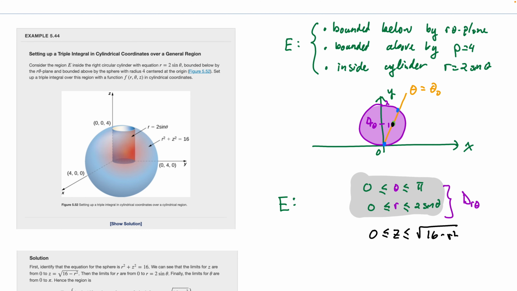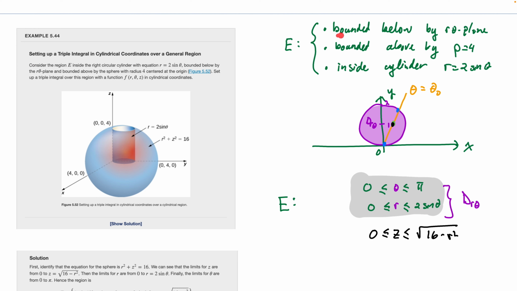Let's look at example 5.44, where we're setting up a triple integral over a general region, where the region is described using cylindrical coordinates. We can start by reading the description. They describe in words the region.